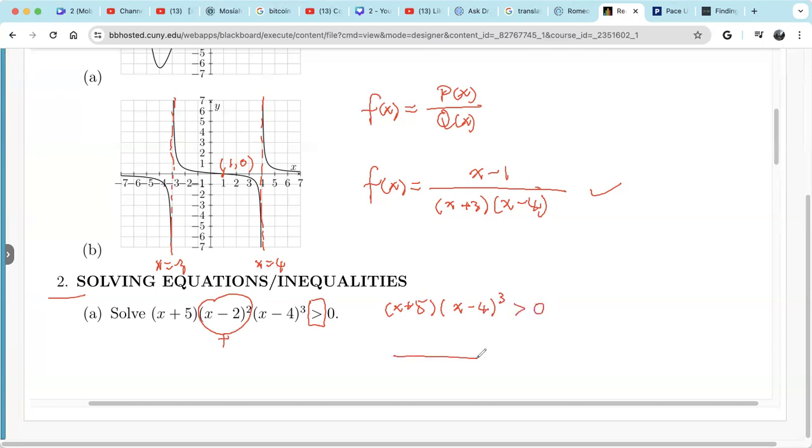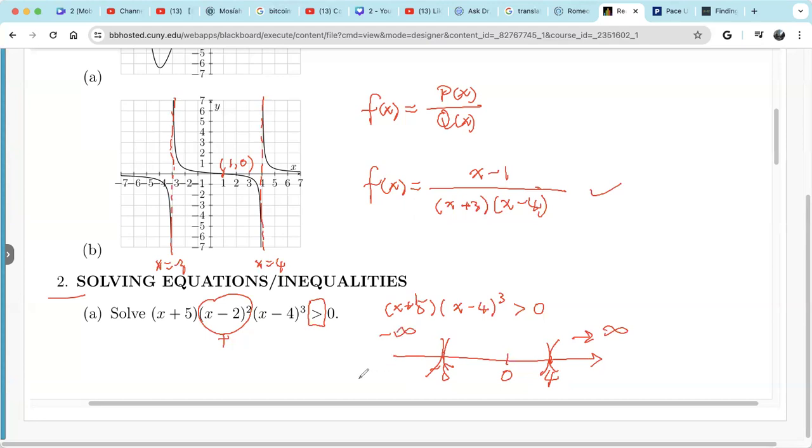Okay, now we can do this. We can draw the real number line. Draw negative 5, draw positive 4. Let's just pick a value because this divides into 3 intervals. This interval, then from negative 5 to 4, then from 4 up to positive infinity.